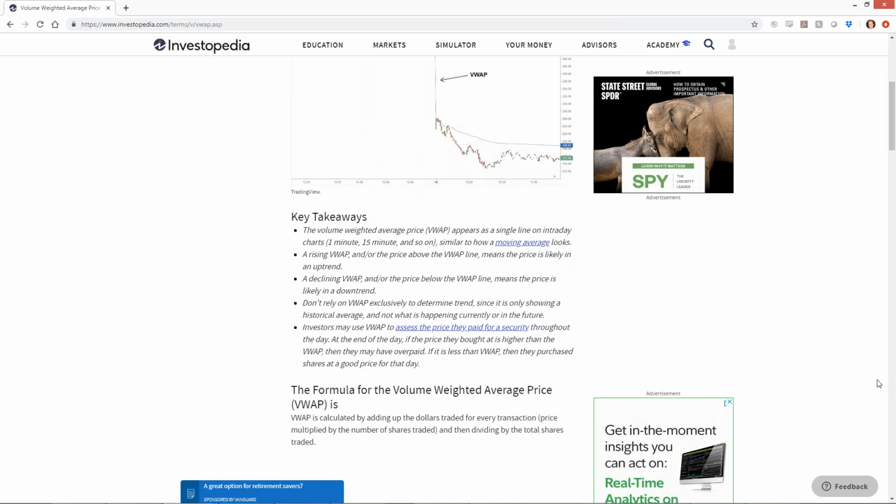Volume weighted average price appears as a single line on an intraday chart. Similar to what a moving average looks like, a rising VWAP and or price above VWAP means the price is likely in an uptrend. A declining VWAP and or price below the VWAP means the price is likely in a downtrend. Don't rely on VWAP exclusively to determine the trend, since it's only showing a historical average and not what is happening currently or in the future.